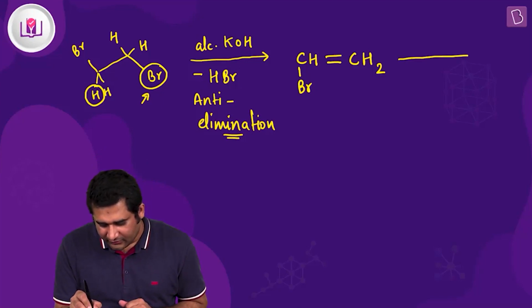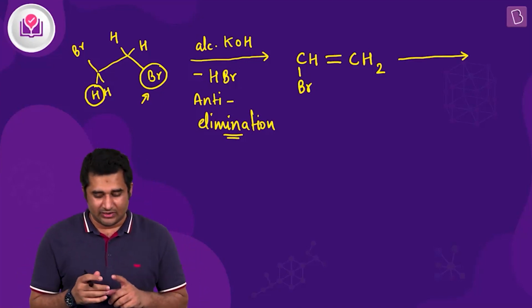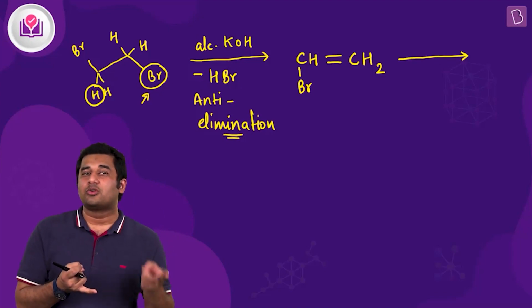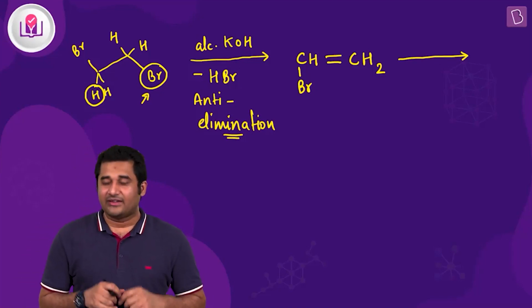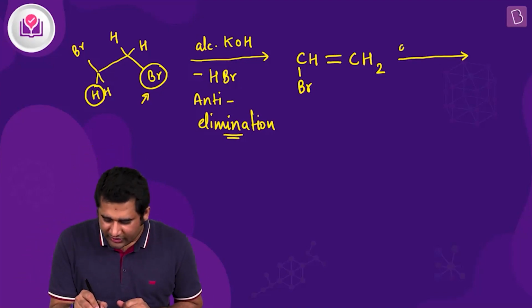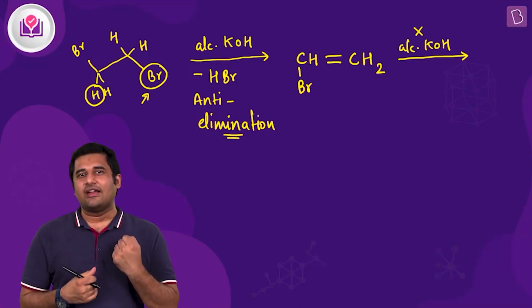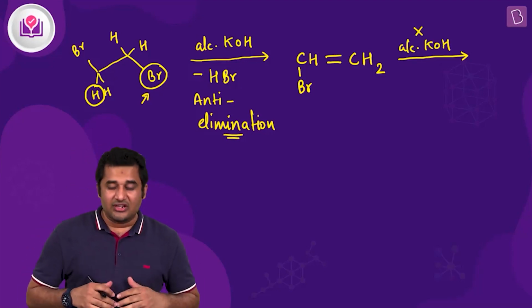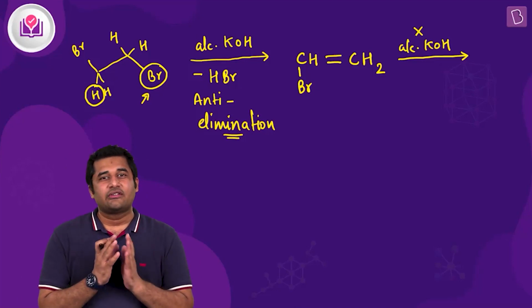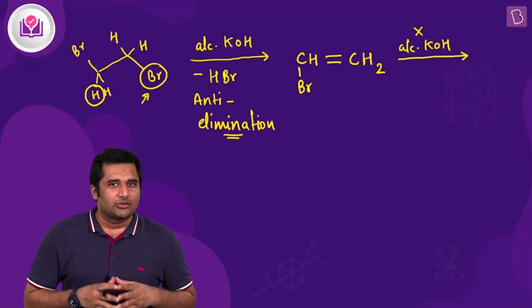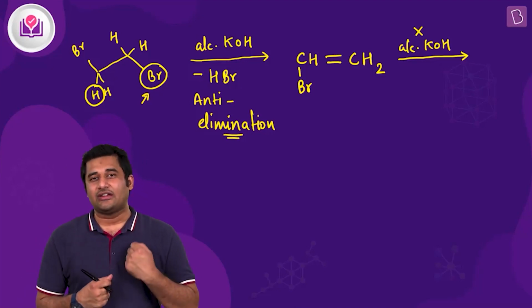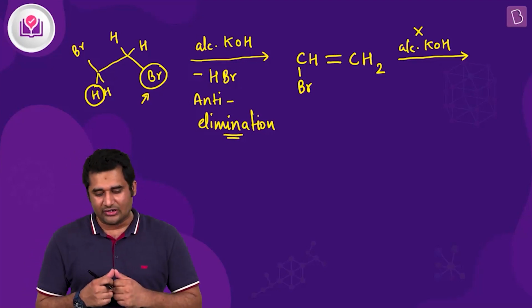Now further, what we are doing is we are eliminating one more molecule of HBr. And how can we do this? Can we use alcoholic KOH now? No, we cannot use it. For the consecutive elimination, that means after elimination of one HBr molecule, we cannot eliminate one more molecule using alcoholic KOH.